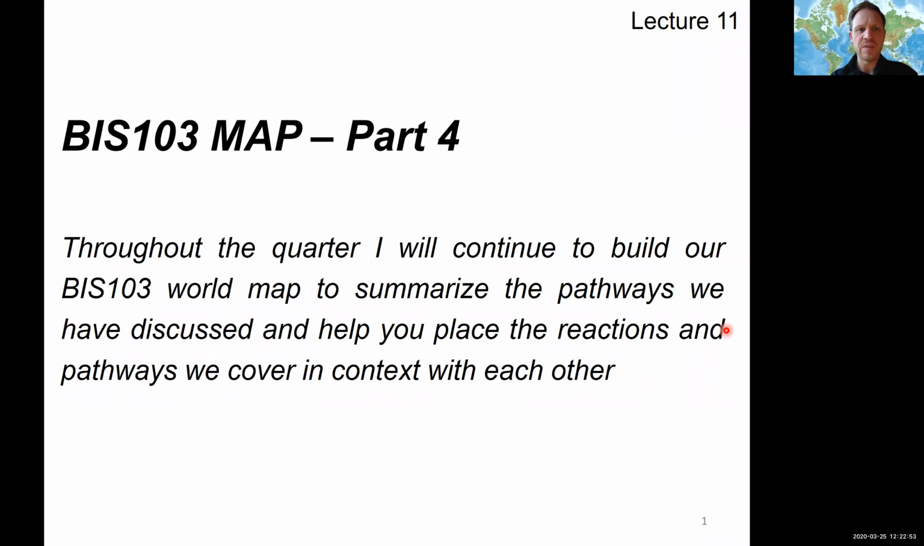Hello everyone, this is our BIS103 map part 4, which will be accompanying our lectures 11 and 12 and get us ready for those lectures, where we will be discussing the ETC, or the electron transfer chain. So what I want to do in this map is to really summarize lectures 1 to 10 and all the pathways that we discussed so far, leading up now to our ETC, where we finally want to make ATP.